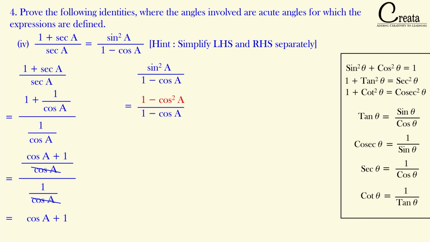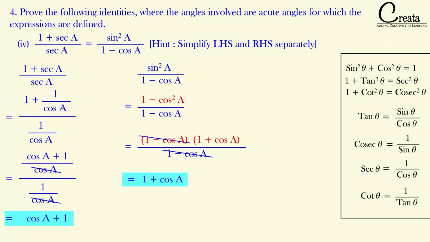Further, here 1 minus cos square A is resembling a square minus b square, which is (a minus b) into (a plus b). So we can replace 1 minus cos square A as (1 minus cos A) into (1 plus cos A). Simply we have used the formula of a square minus b square, which is (a minus b) into (a plus b). Got it? Further, here 1 minus cos A will cancel out with each other. We got the right hand side as equal to 1 plus cos A. So our left hand side and right hand side are matching with each other. That is the answer of this part. Got it? We have done with part 4.